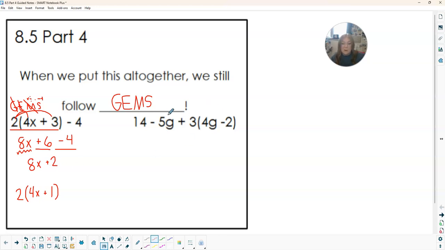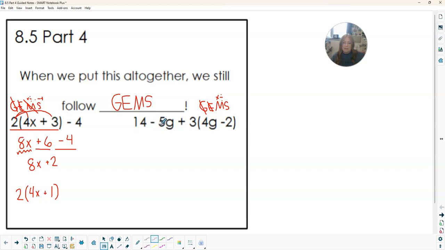All right, let's try another one. So very first, we want to get our checklist, GEMS. So we're looking at this group, G and minus 2. We can't put those together. So our group is done. We don't have any exponents. So now we need to look to multiply and divide.